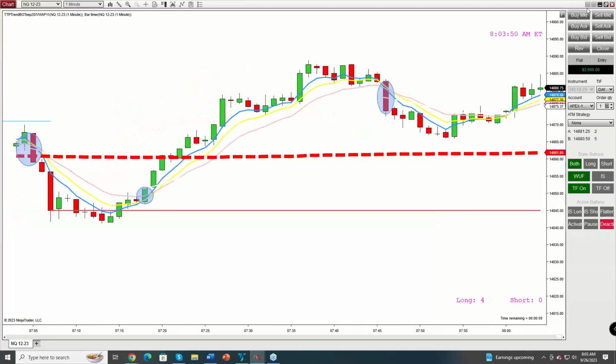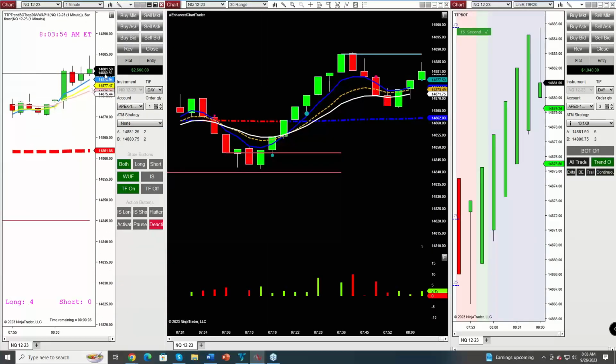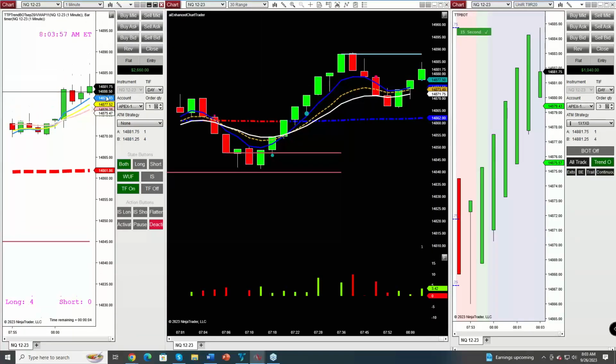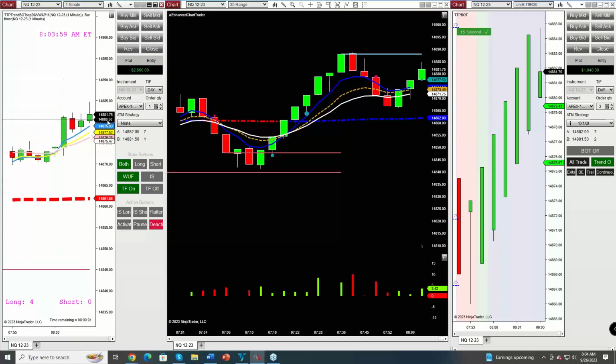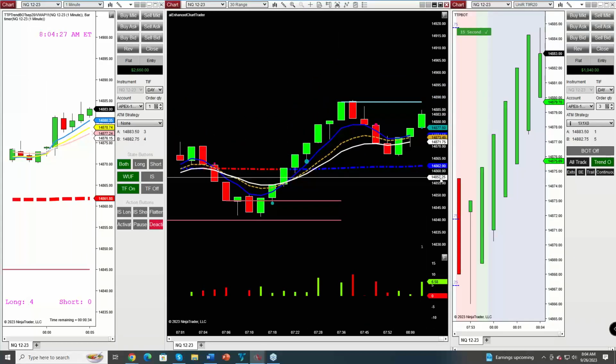I'm using generically on the trend bot 50 ticks. For those of you guys that have taken the order flow class, I then move that generic target up or down depending on what I've taught the order flow guys, how to identify targets, areas of support or resistance, etc. But generically 50 ticks.